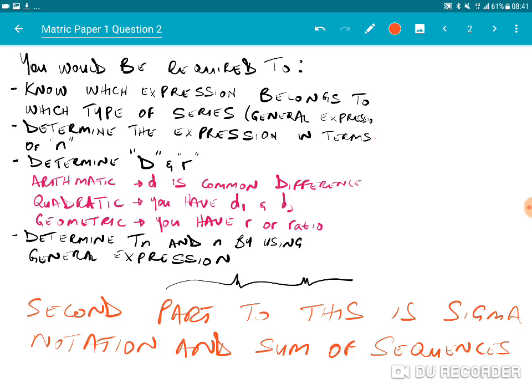In order to answer the questions on the question paper, you would need to know which expression belongs to which type of series. Determine the expression in terms of n, d, and r.